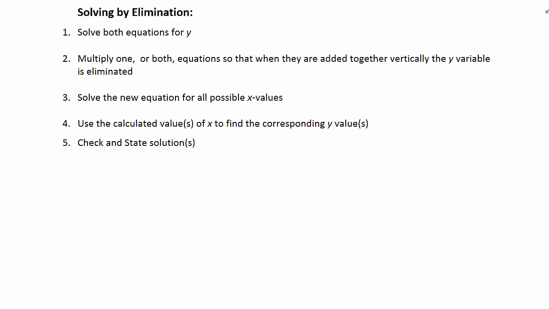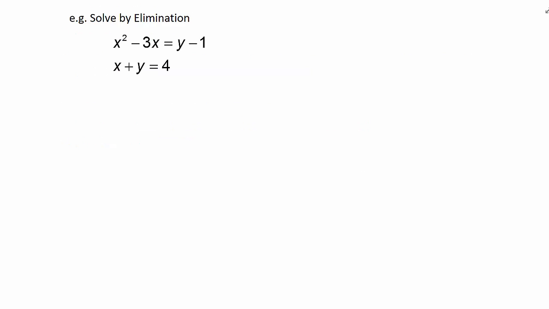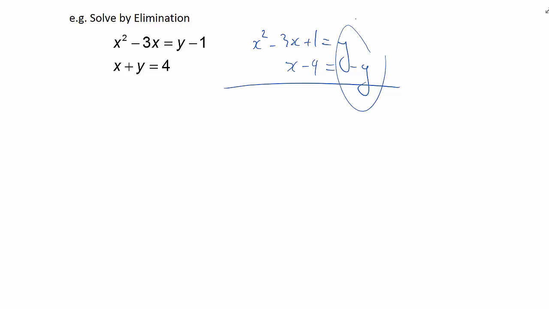Let's look at an example. Solve by elimination. x squared minus 3x equals y minus 1. x plus y equals 4. Okay, I'll rewrite the first equation as x squared minus 3x plus 1 equals y. I will rewrite the second equation as x minus 4 is equal to negative y. Well, if I add these as they are right now, y and negative y are just going to cancel each other out. So let's go ahead and do that.